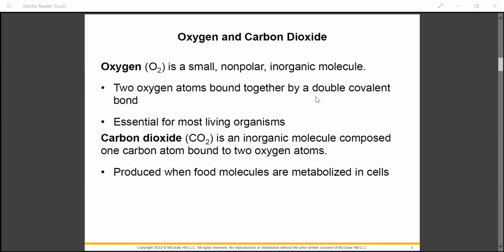So of course, we all know oxygen is essential for most living organisms. And on the flip side, we have carbon dioxide. So that's when we have a carbon that's bonded with 2 oxygen atoms. And typically for us animals or humans, when we break down food molecules and metabolize them, carbon dioxide is going to be one of our waste products. So that's one carbon atom and two oxygen atoms. And remember, this is still considered inorganic in this case. Even though there's that carbon there, we have no hydrogens. So both oxygen and carbon dioxide are going to be considered inorganic molecules.